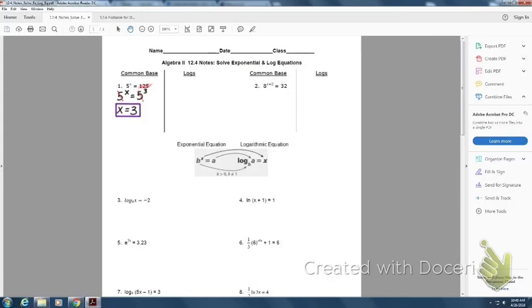Now, you're going to have many problems where you will not be able to do that. You'll have two numbers where you can't have the same base, and so you'll have to do logarithm, fish hook, and solve it that way.